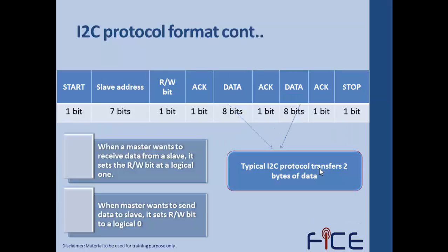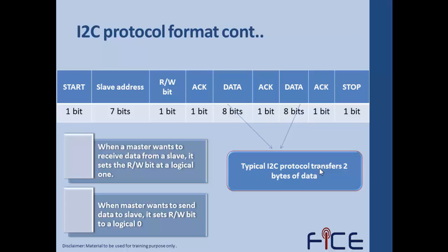In detail, start is a bit the master generates to start this particular I2C communication when it wants to access any slave device, whether for writing or for reading. Once it starts the communication, it has to give the 7-bit slave address, meaning which slave device it wants to access. The master has to define that particular slave device by selecting the slave address.